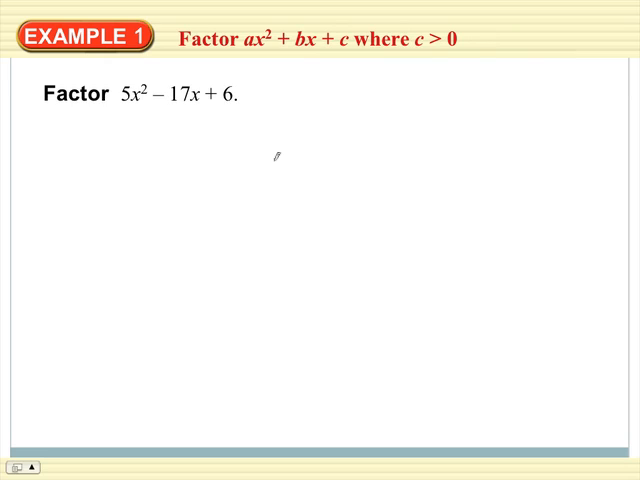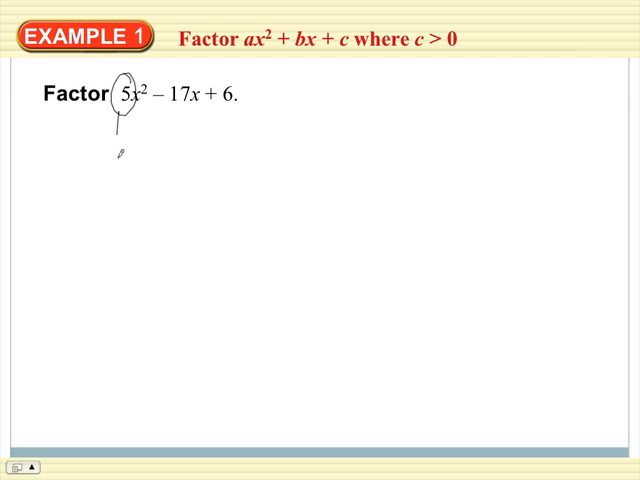Example 1. We're going to factor 5x squared minus 17x plus 6. You can no longer say, okay, factors of 6 that add up to 17. Can't do that because you got the 5x squared. Some of you probably remember how to do this from Algebra 1. I'm going to show you 2 ways to do it. Number 1 way will work for all of these problems. The other method, you don't want to use in every situation. So, here's what you're going to do.